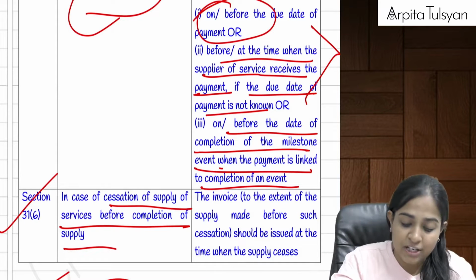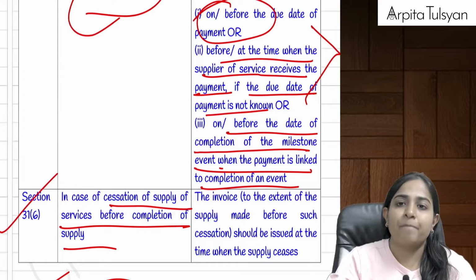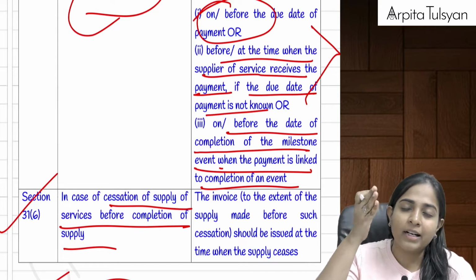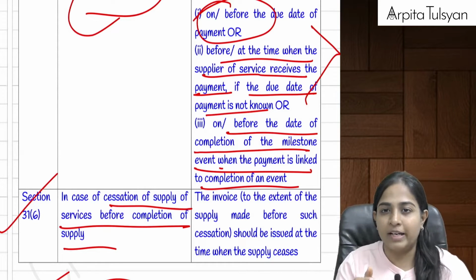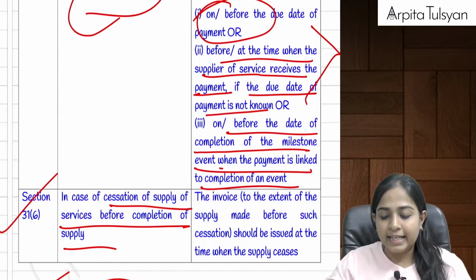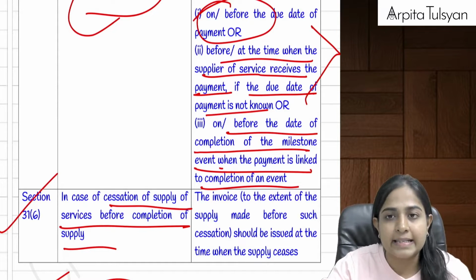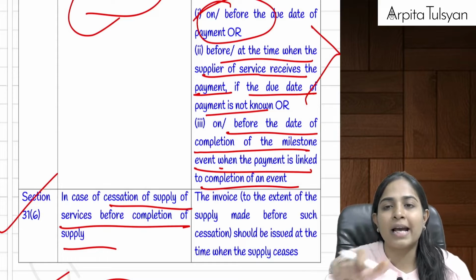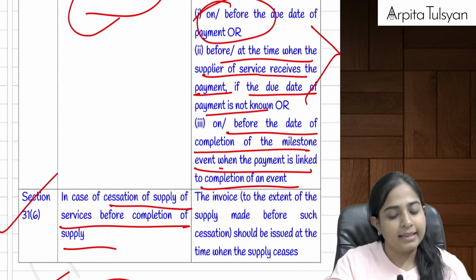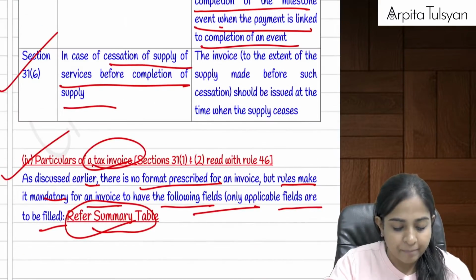Then suppose before completion of the supply, there is a cessation of supply. That is, the supply has got abrupted in between, it has got broken in between. Then in that case, as soon as the supply ceases, for whatever proportionate work has been done, the invoice should be issued immediately, right?